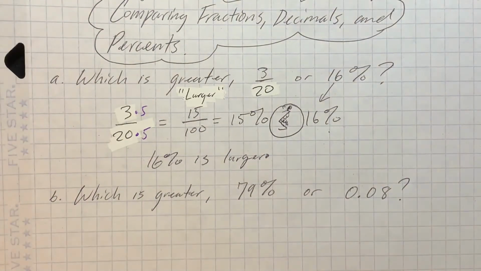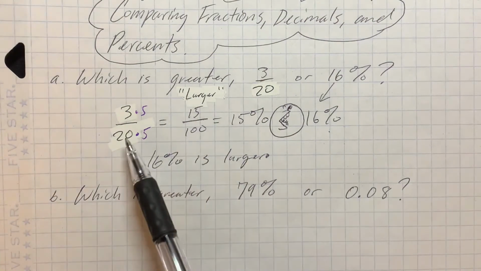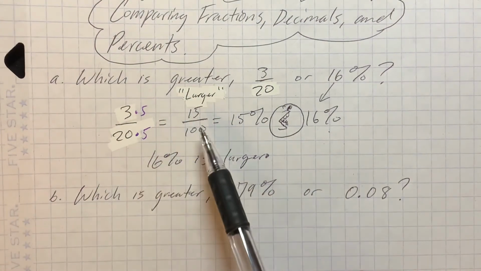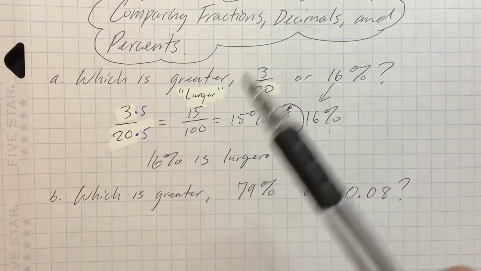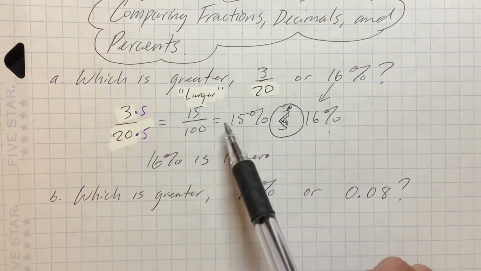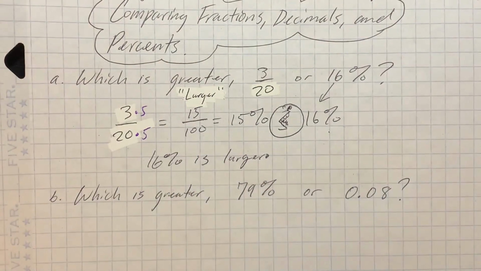16% is larger. All right, so again, you have a fraction. We convert it into a larger fraction. Okay, we want the denominator to be 100, and then we converted that into a percent.